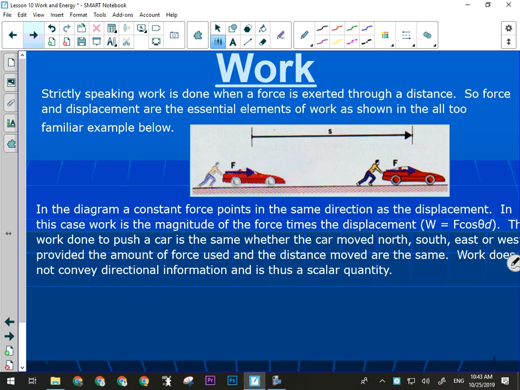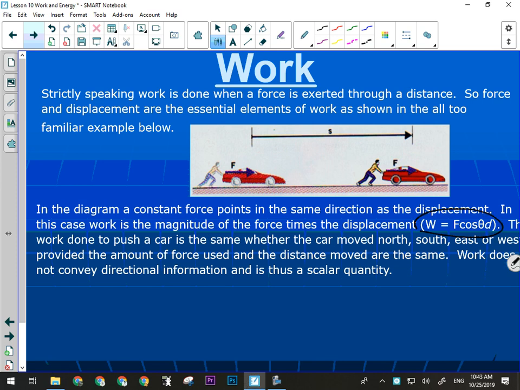In a simple example, your car stalls and you need to push it. So you're pushing it off the road. You're exerting a force over a distance. It'd be pretty easy to calculate the amount of work that you do, as long as you know what force you exert and how far the car goes. You can calculate the amount of work done in pushing the car. So in this one here, the constant force points in the same direction as the displacement, and so we use this formula here.